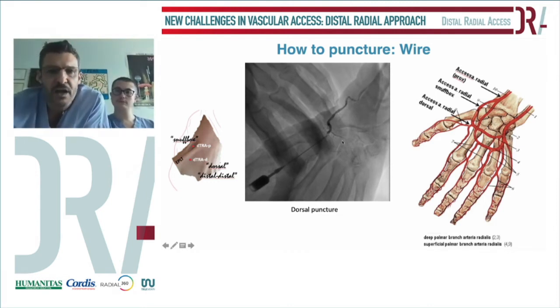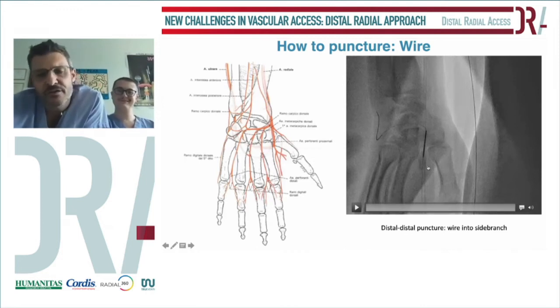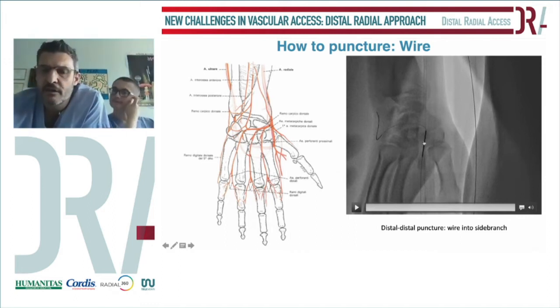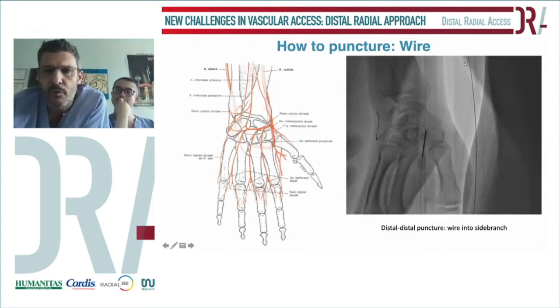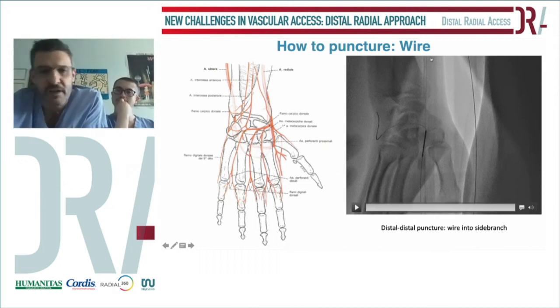So sometimes, like in this case, you puncture the distal radial correctly. This is a distal puncture. This is a correct puncture of the distal radial, but it's not a failure because the wire went into the dorsal branch. So you have to withdraw the wire and then try to redirect the wire to reach the radial artery more proximally in this case.